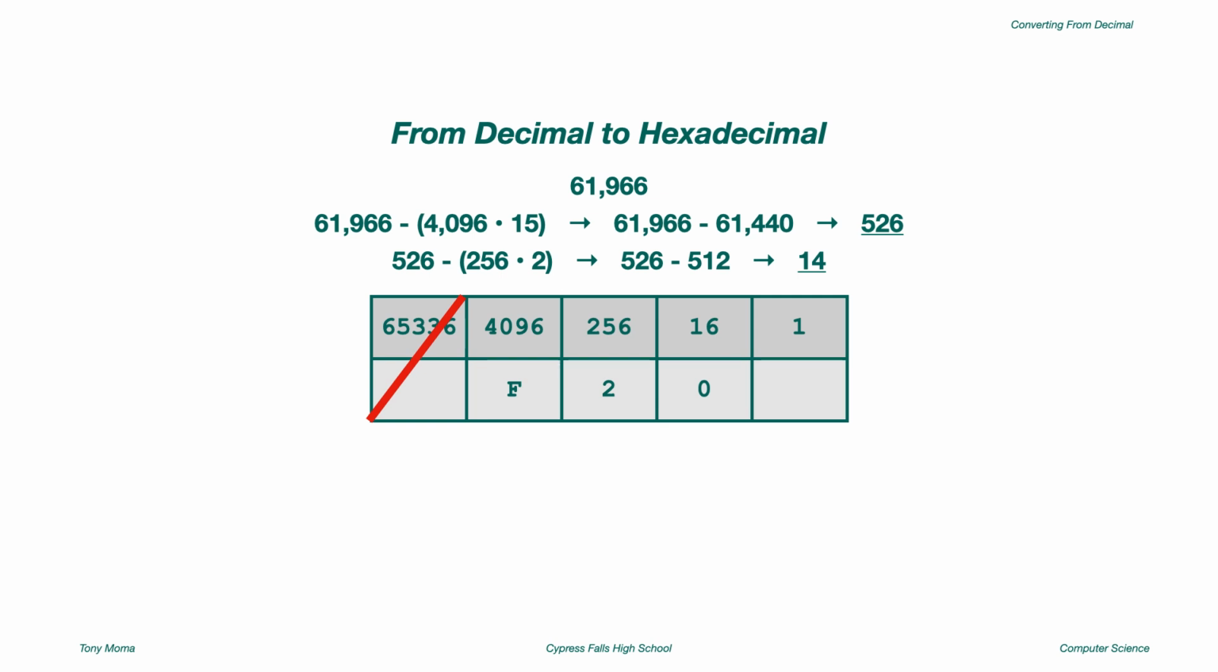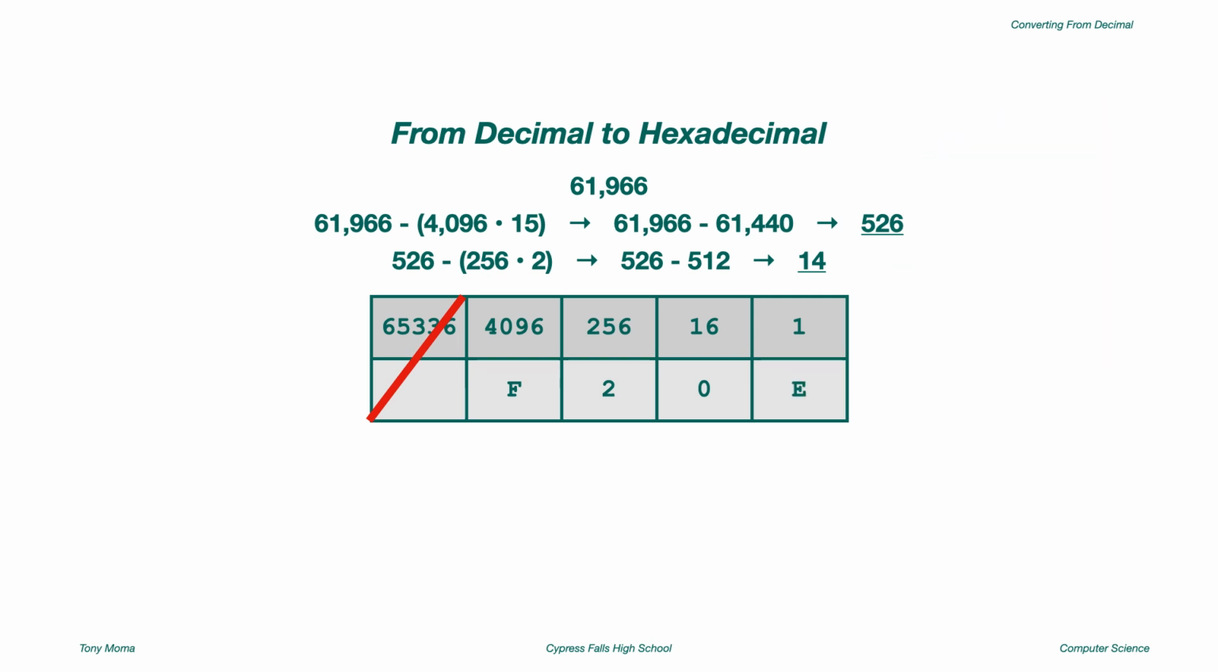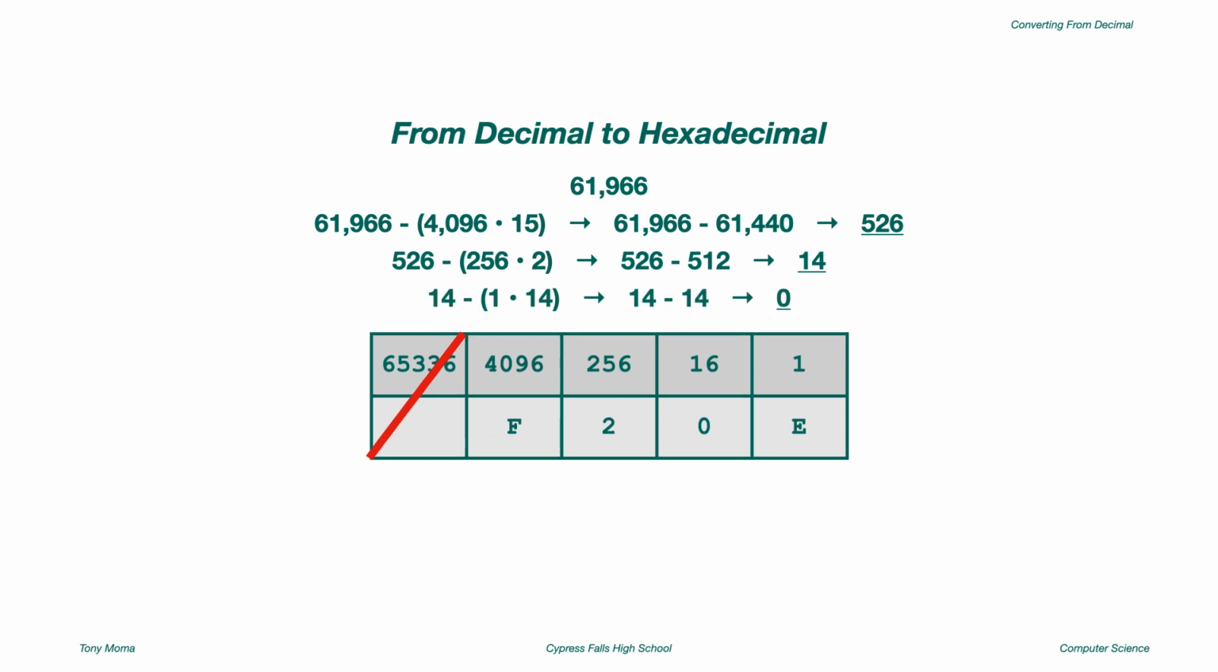Next column. How many times can 1 fit inside 14? Obviously, it can fit inside of it 14 times. 14 divided by 1 equals 14. But we're not going to put 14 on the table. We're going to put the letter that represents 14, which is the letter E. Multiply the top row times the bottom row. 1 times 14, which is 14. Subtract that from 14, and we're left with 0, thus showing that we are finished. Hence, 61,966 converted to hexadecimal is F20E.